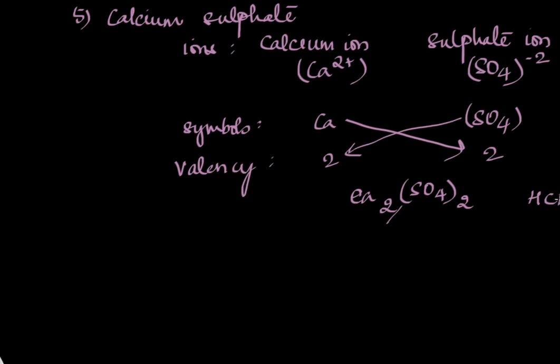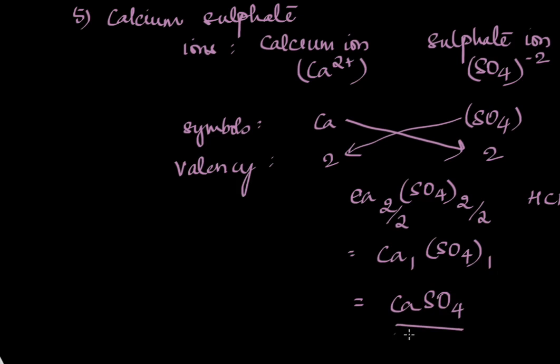So I will divide both these numbers by the highest common factor, and I'll simplify the numbers, and now I get 2 by 2 is 1, and SO4, I'll keep it inside the bracket. 2 by 2 again is 1. So I've got Ca1, I need not write it. SO4, again 1, I need not write it on the outside. So this is the formula for calcium sulfate. So it's important to know what is the highest common factor between the numbers.